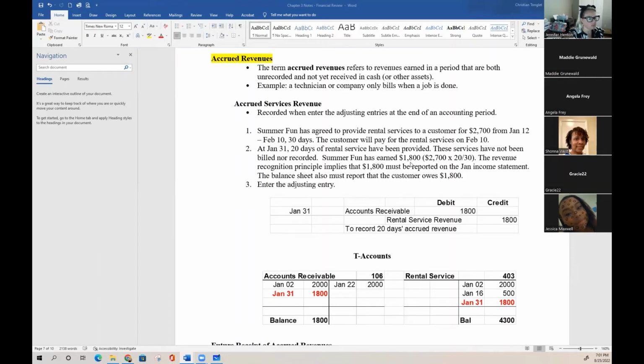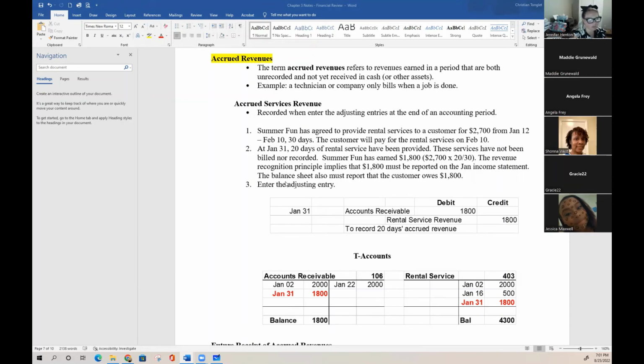So we've earned $1,800. So we have 2,700 times 20 days over 30 days in order for me to figure out how much it is. So I have 1,800. The revenue recognition principle implies that 1,800 must be reported in January on that income statement. So we want the balance sheet to show that the customer owes us $1,800 as well, because they are going to owe that. So we're going to do the adjusting entry.